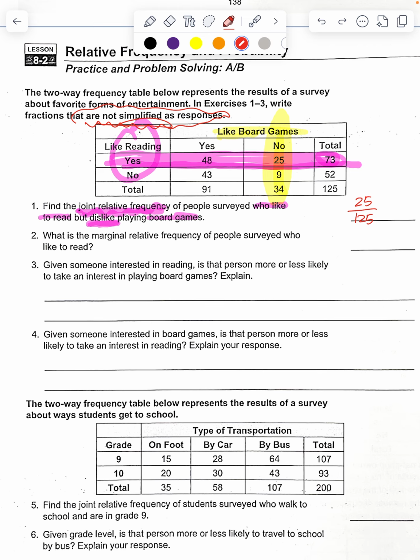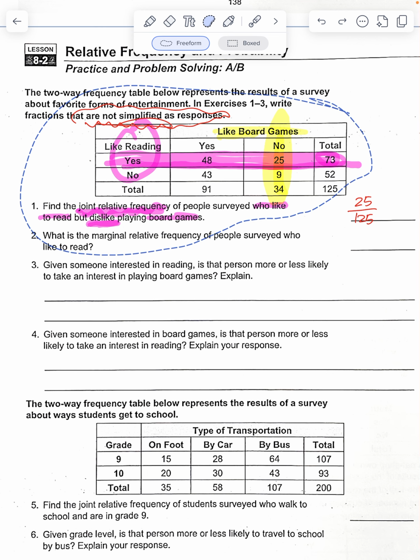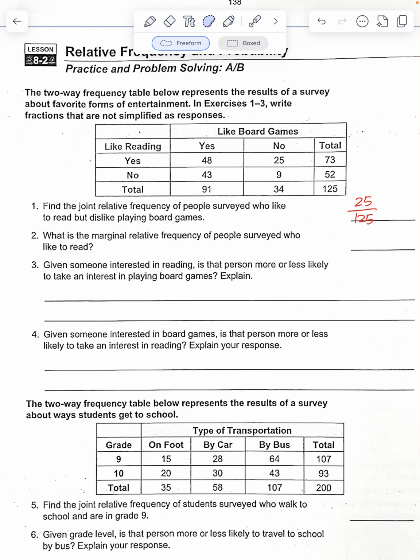Okay, second question. Maybe I should delete everything I colored. So I'm going to delete all the color. Second, what is the marginal relative frequency of people surveyed who like to read? Margin is all about the total, either the column total or the row total. So this number is called the marginal total, and this one is the grand total.